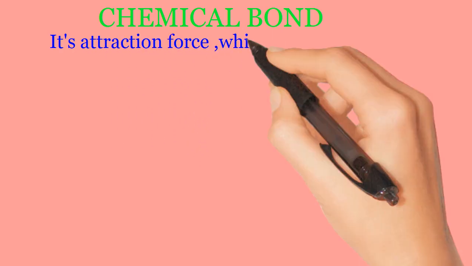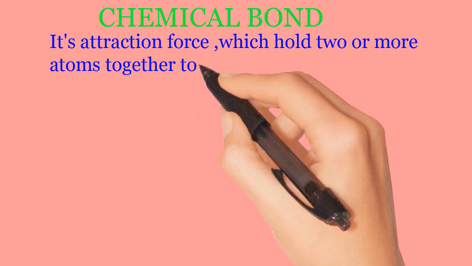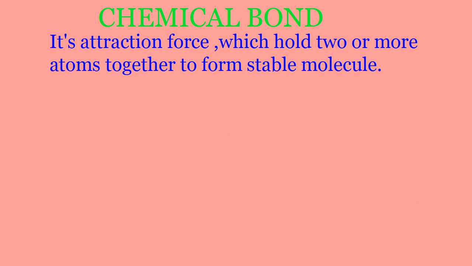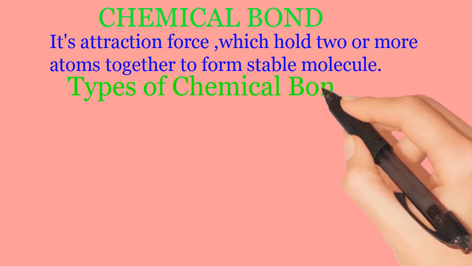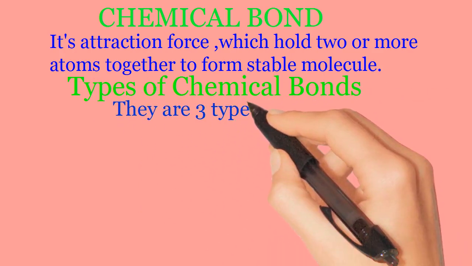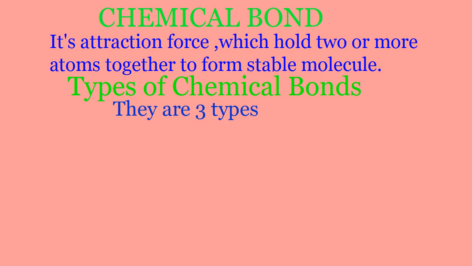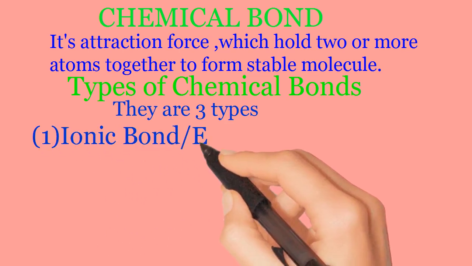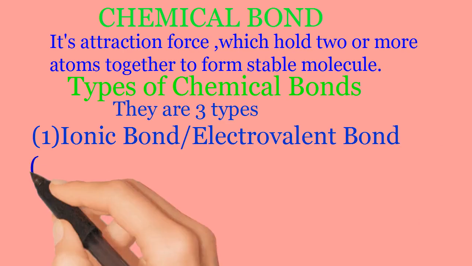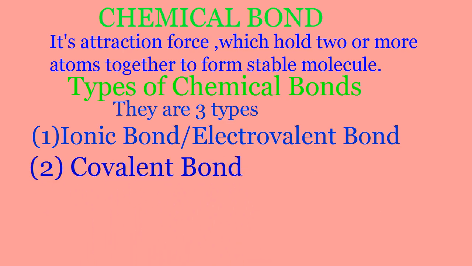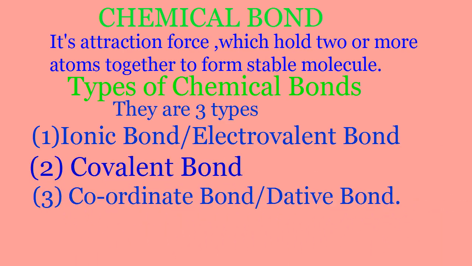Chemical bond. It is the attraction force which holds two or more atoms together to form a stable molecule. Types of chemical bonds. There are three types. 1. Ionic bond, electrovalent bond. 2. Covalent bond. 3. Co-ordinate bond, dative bond.